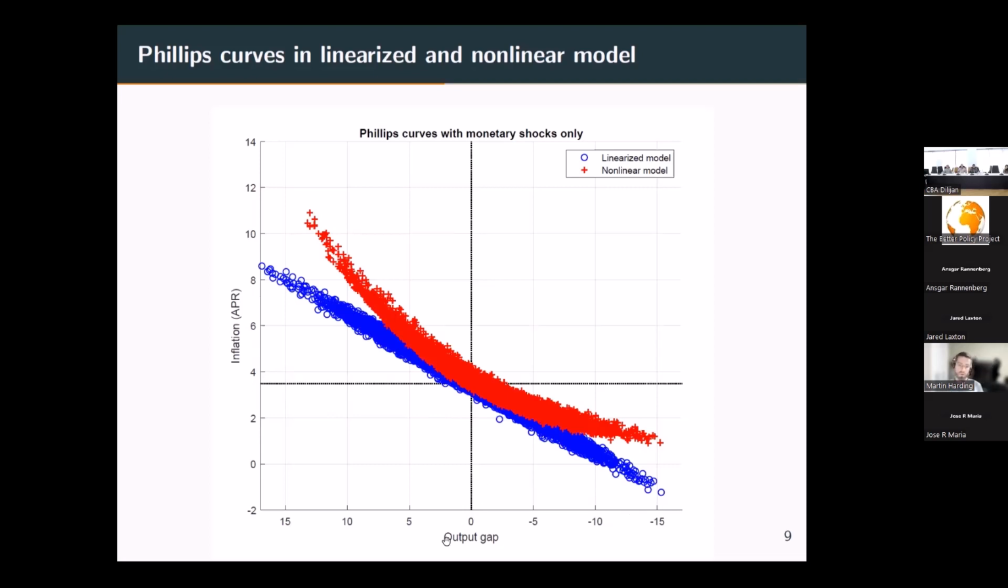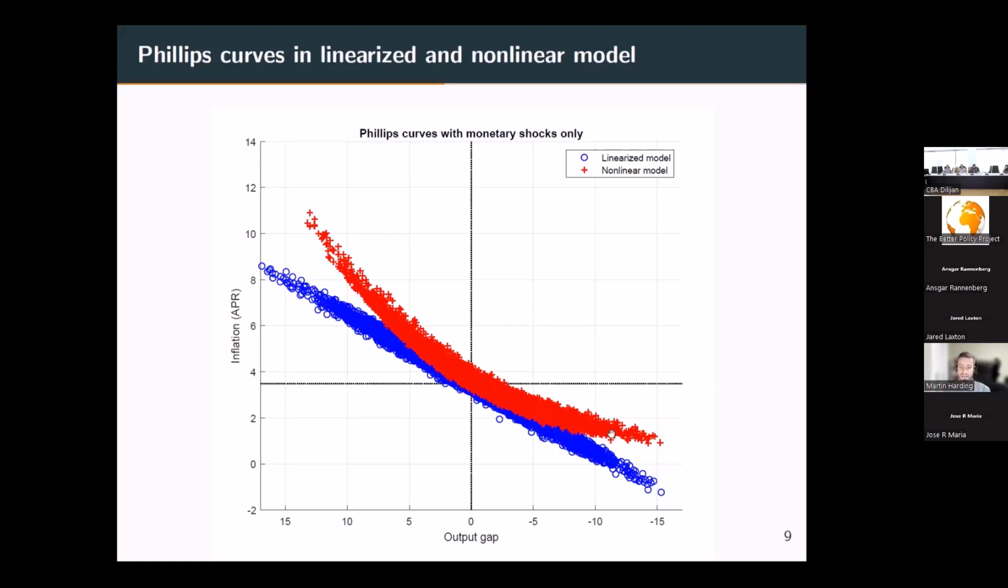So what you see in the blue dots is the Phillips curve in the linearized model, and it's not surprising that this is a downward sloping, basically linear relationship between output gap and inflation. This is by construction. Now the interesting part is the red crosses that show you the Phillips curve in the nonlinear model, and you see here that around the non-stochastic steady state, this is going to be very close to the linearized model. But the interesting thing is, if you are in a deep recession, say, and you go to the lower right part of the chart, you see that the Phillips curve starts flattening.